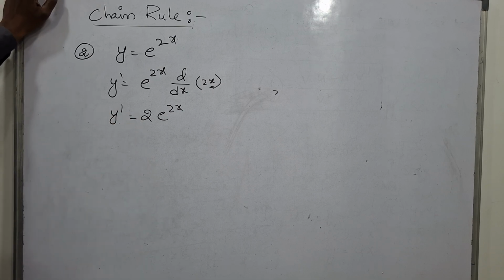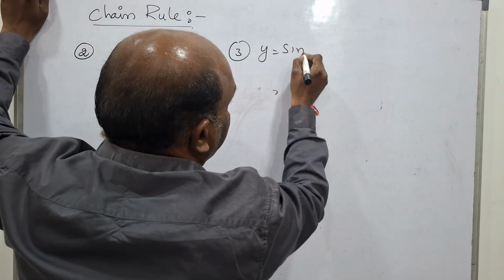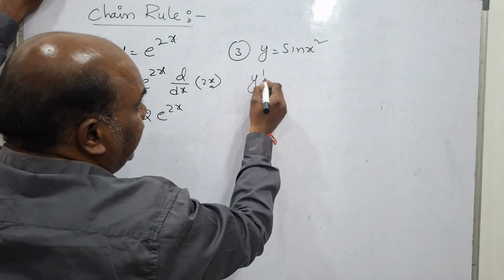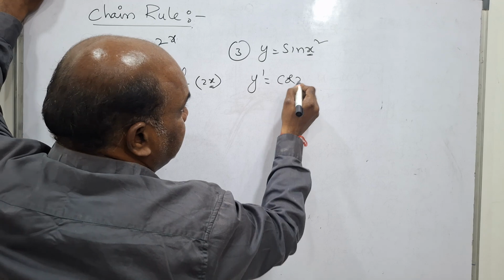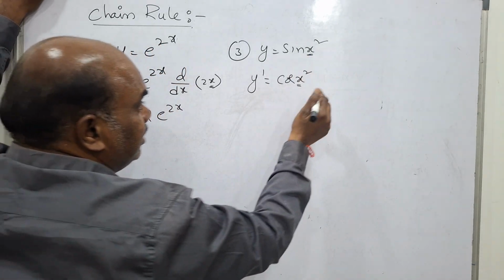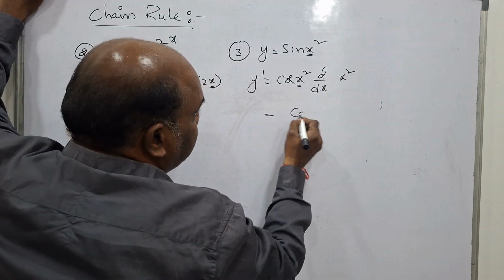Go to the next question. y is equal to sin x square. Find dy by dx. dy by dx is equal to what? Let this total be x. The differentiation of sin x is cos x. But x is not there; in terms of x, cos x square is there. So we need d by dx of x square. So cos x square first.